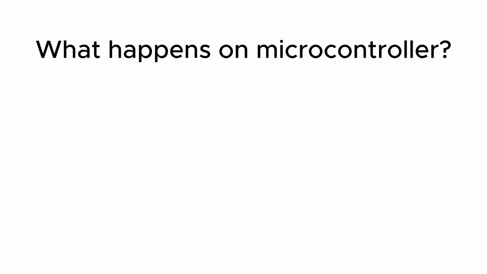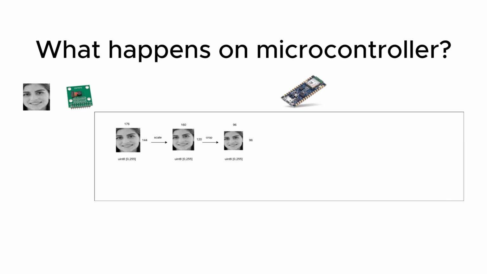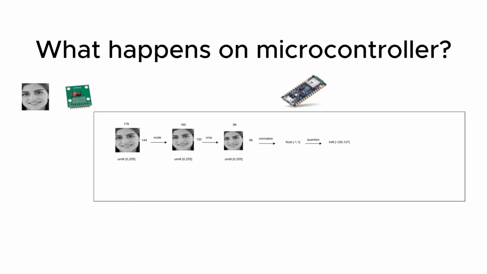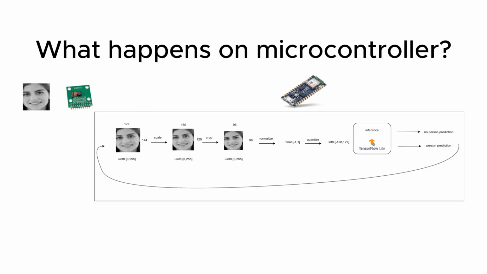The microcontroller will take images continuously at a specified frames per second as grayscale images in the range of 0 to 255. It will then resize and rescale each frame to 96 by 96, normalize to -1 to 1, and quantize to int8. Then it will feed it into our model and use it to make predictions. The output is a probability for two classes: person detected and no person detected.